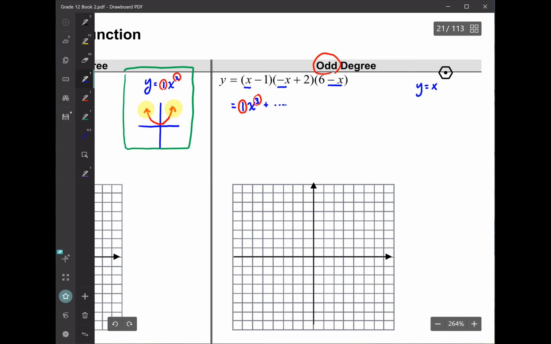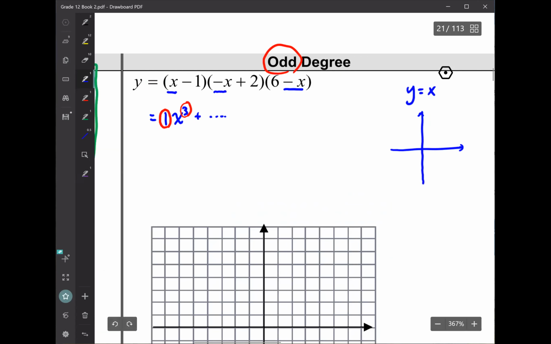And the graph for this one, hopefully you'll know what it looks like. Tiana, what does this one look like? y equal x. Where are the arrows?